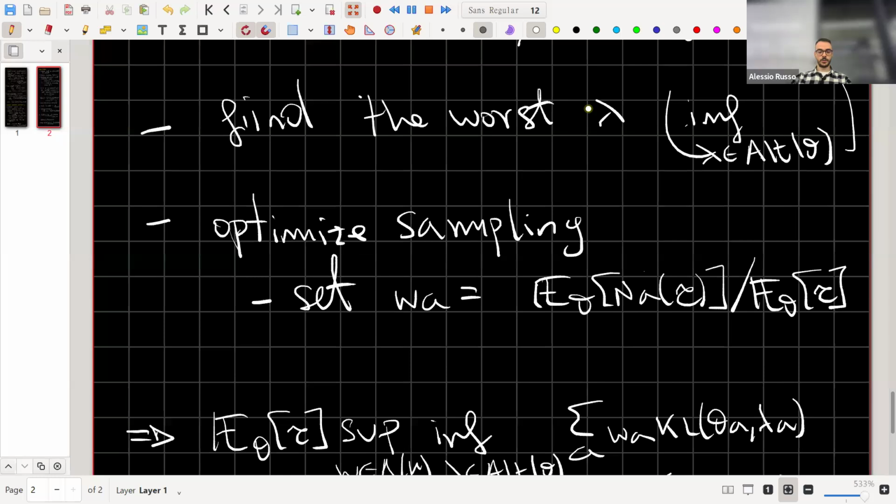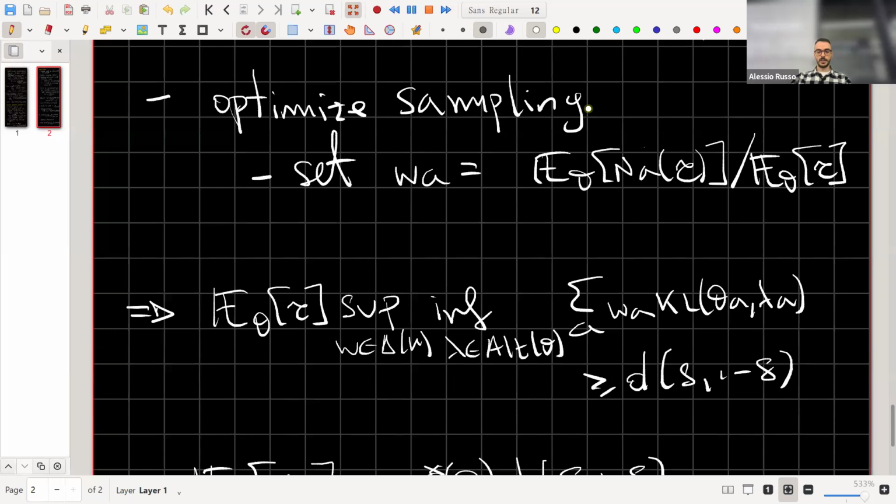So the idea is to introduce this change of variable. We call WA the expected number of times you have selected arm A up to time tau divided by the sample complexity, so expected value of tau. And when you do that, here we had the expected value of N_A(tau), but the expected value of N_A(tau) is equal to WA times the expected value of tau. So here we get WA, and the expected value of tau is not affected by the optimization here.